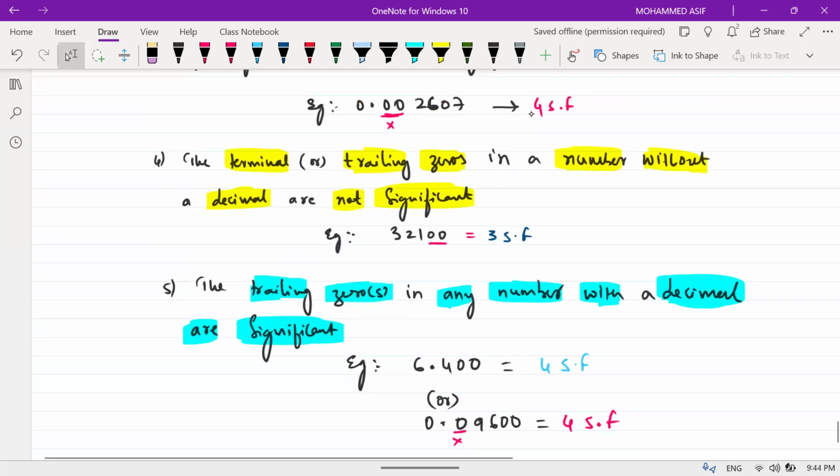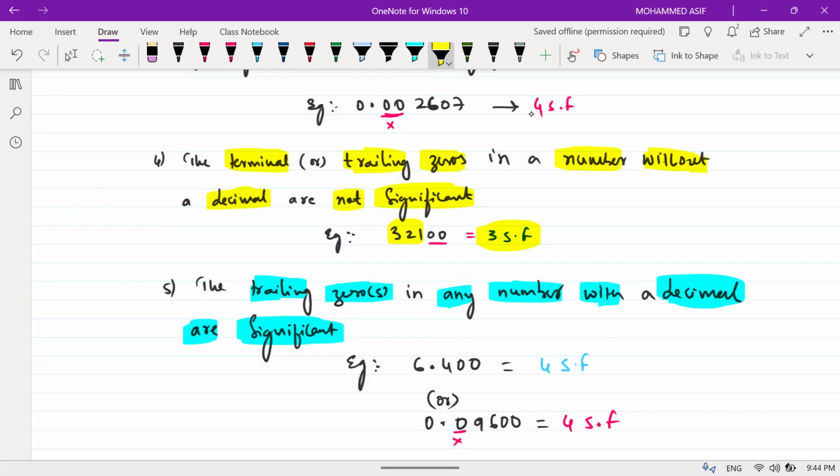Now, in the fifth point, the terminal zeros in a number without any decimal are not significant. Like 32100, there is no decimal, so the last 2 zeros are not significant. You remove them, so the number of significant figures will be only 321. That is the reason I told you it has 3 significant figures. I hope you got clarity between the fourth point and the fifth point.